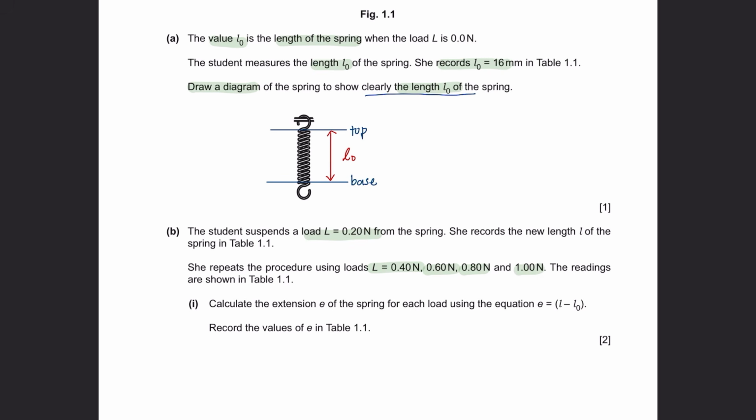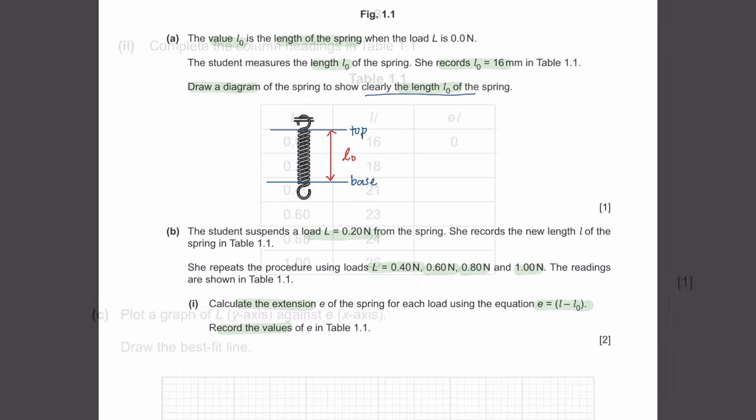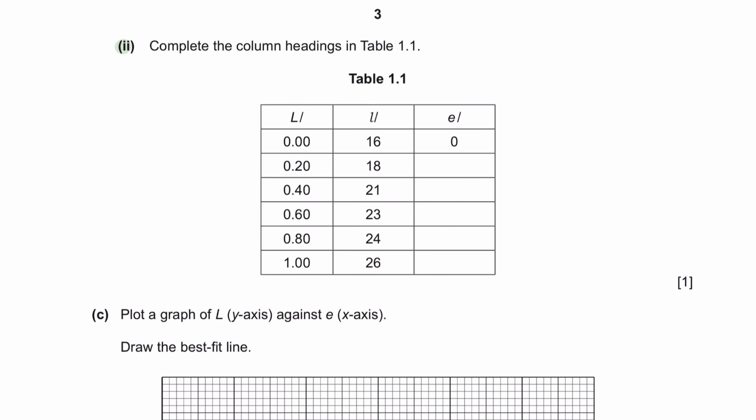Part 1: Calculate the extension E of the spring for each load using the equation E equals L minus L0 and record the values of E in table 1.1. And part 2 of the question: complete the column headings in table 1.1.